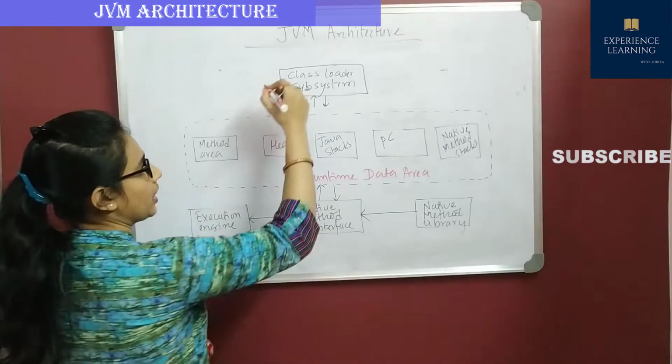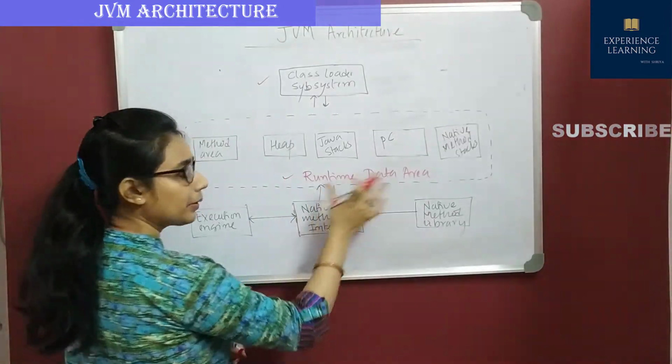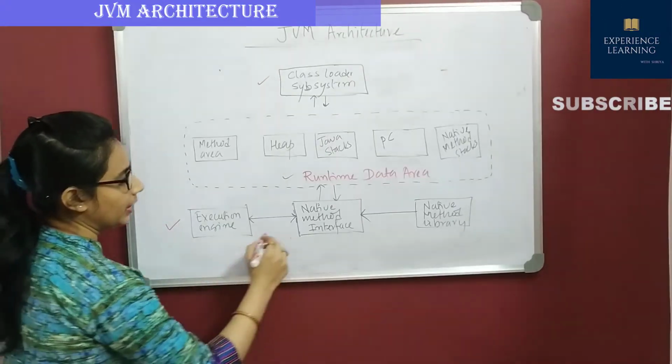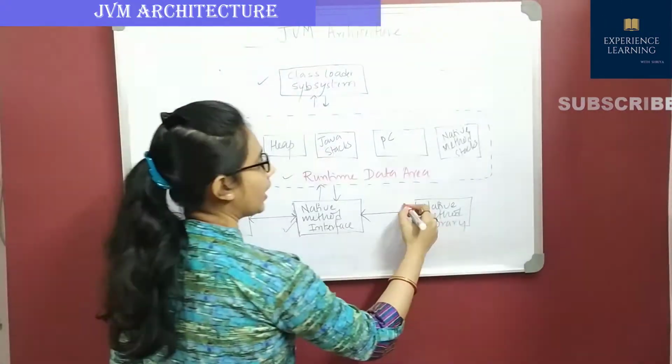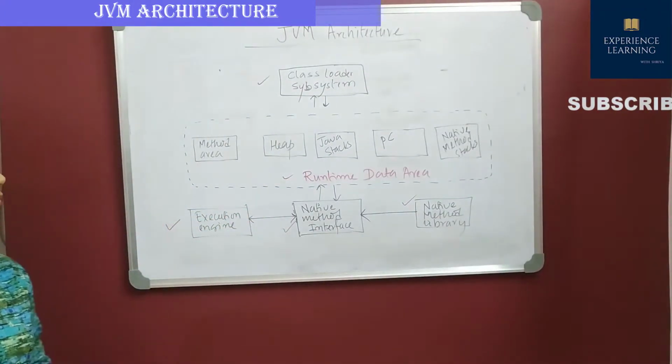Number 1, class loader subsystem. Number 2, runtime data area. Next, execution engine, native method interface, and native method library. I am going to discuss them one by one.